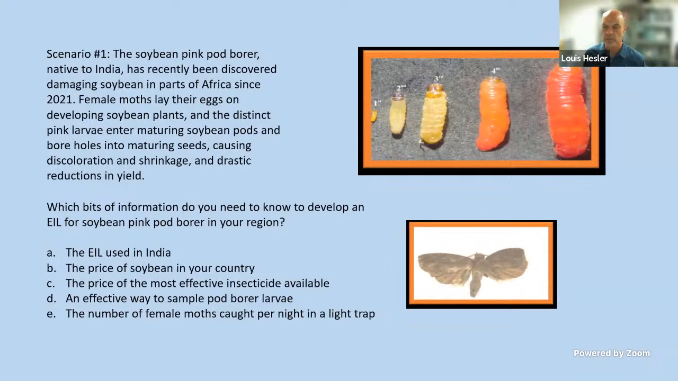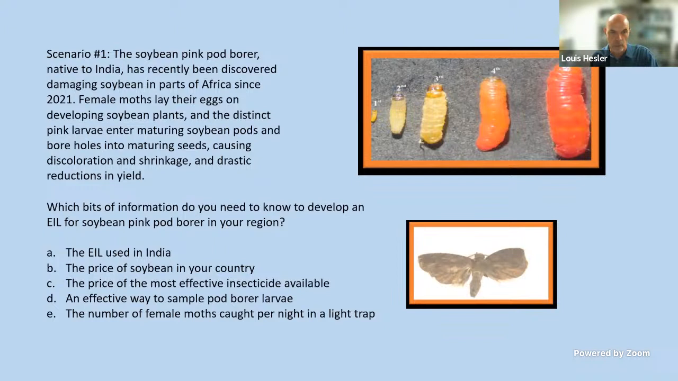So based on some of the information I'd given you earlier, which bits of that information do you need to know to develop an EIL for soybean pink pod borer in your region? I've given you five choices there. A, the EIL that's used in India where the pest is native. B, the price of soybean in your country. C, the price of the most effective insecticide available. D, an effective way to sample pod borer larvae. And E, the number of female moths caught per night in a light trap.